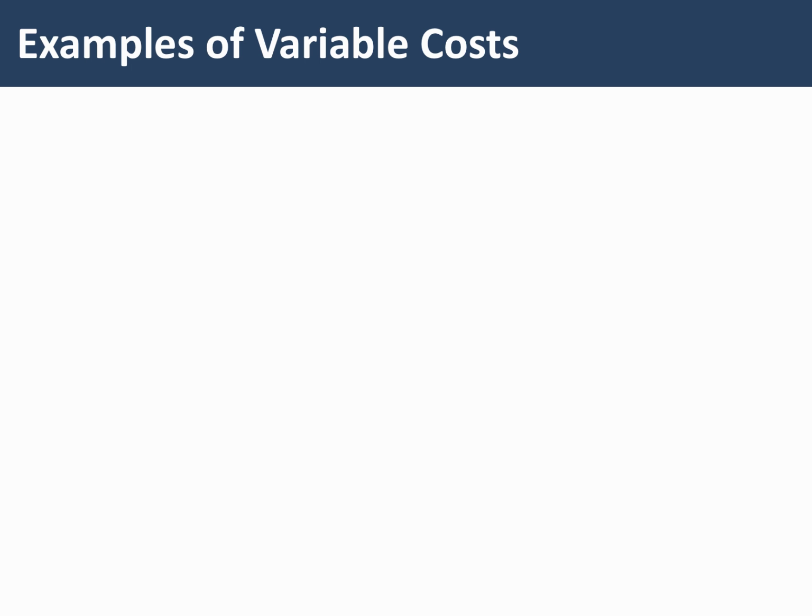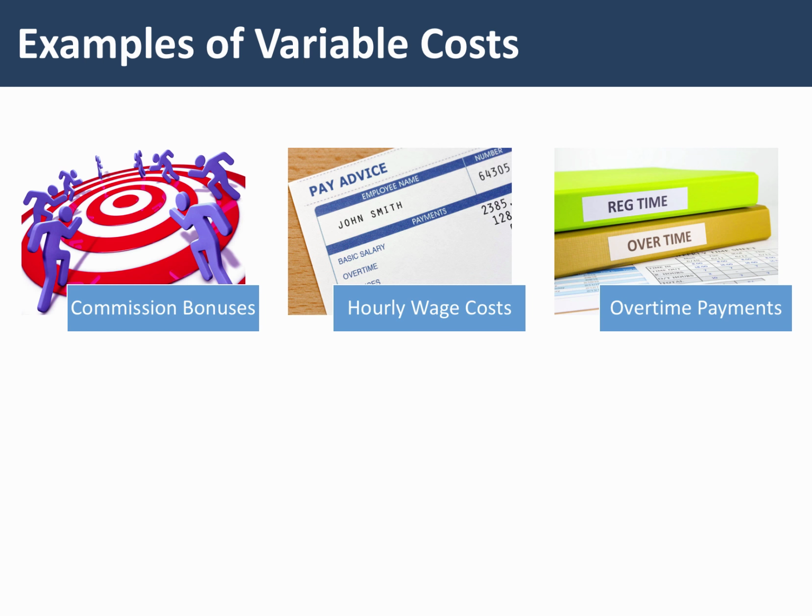So, what are some examples of variable cost that a business might face in the short run? Here are three. First of all, commission bonuses. So, for example, people working in an industry such as double glazing, if they sell more double glazing to consumers, they may well be paid a commission bonus, adding to the firm's costs.